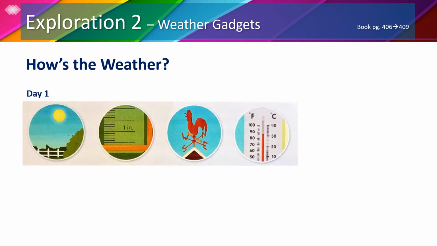For day 1, we can see that the sky looks sunny. The rain gauge is empty, which means there was no rainfall. The wind vane is pointed towards the west, so wind must have been blowing from the west. And finally, the thermometer read about 86 degrees Fahrenheit.